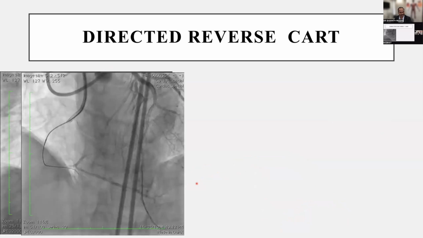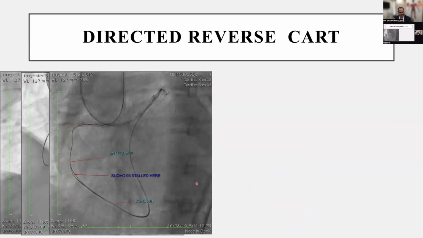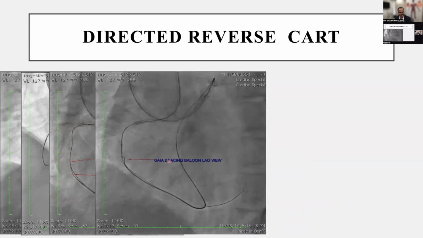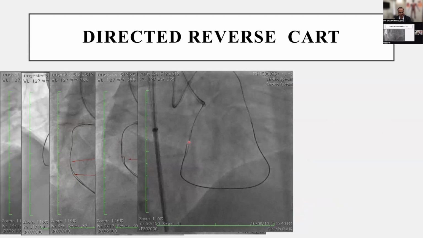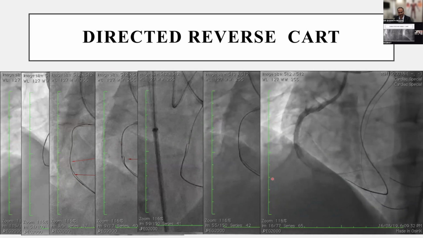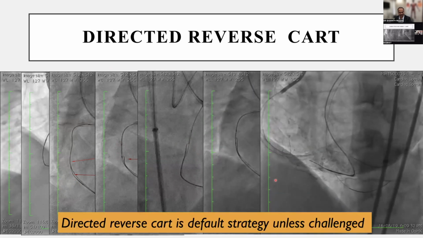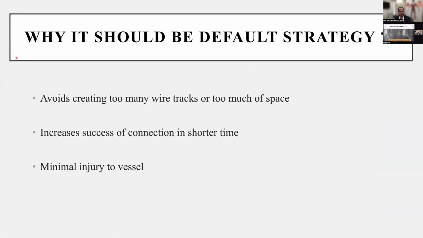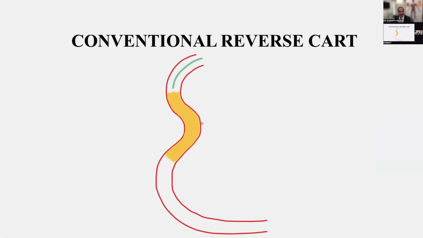So you can see here, what we did: an antegrade wiring, antegrade preparation, then went retrograde with the microcatheter and shifted to a directable wire, that is Gaia 2, and came with the antegrade 2 mm balloon, and in two orthogonal views direct the wire towards the balloon and deflate, and then complete your procedure. So this is directed reverse CART. This is the most common reverse CART which we use. Obviously, this creates fewer tracks and increases success of connection in shorter time with minimal injury to the vessel.